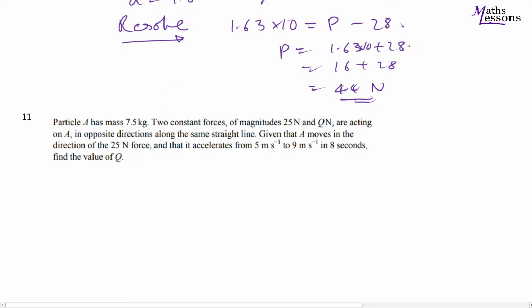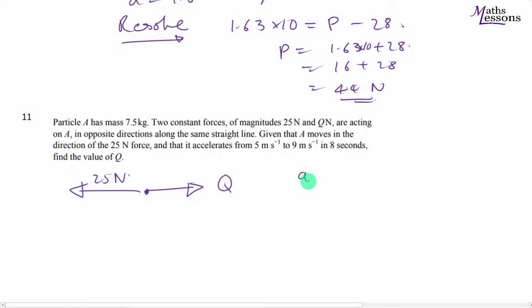Let's go through this. So we've got our particle here, and we've got Q going that way, and I'm going to do 25 newtons going this way. Given that A moves in the direction of the 25 newton force and accelerates from 5 meters per second to 9 meters per second in 8 seconds, find the value of Q.